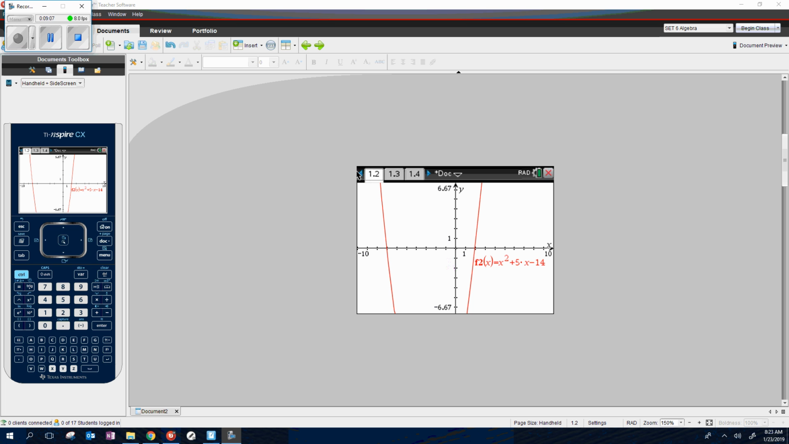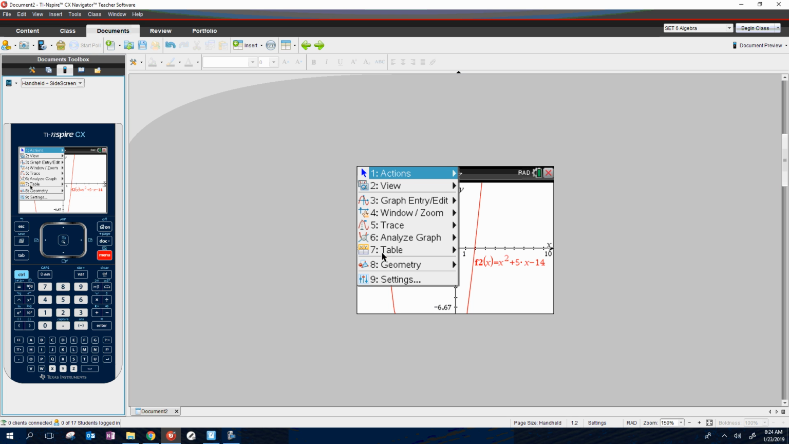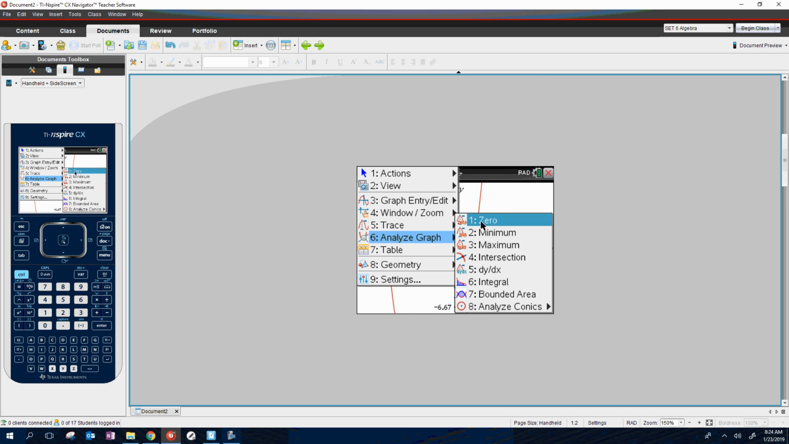Okay, so here's the graph. And if you can tell that the zeros are at negative 7 and 2, then you would have known that the factors were correct. You can also do menu, analyze graph, and look for the zeros.